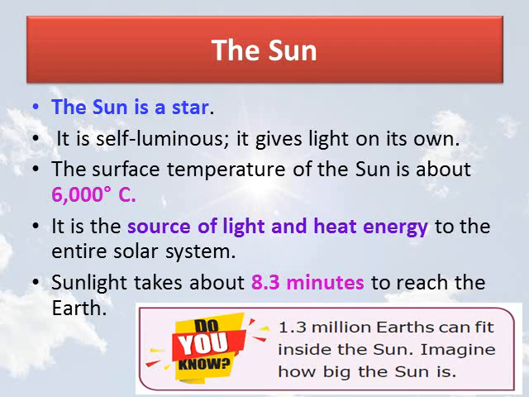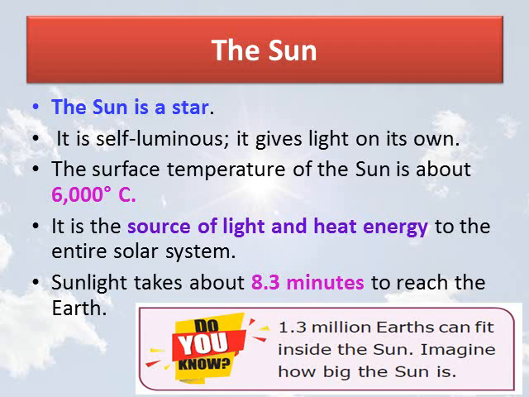The surface temperature of the Sun is about 6,000 degrees centigrade. What is the surface temperature of the Sun? 6,000 degrees centigrade. You know, children, water boils at 100 degrees. You can see your mother keeping a pot of water for boiling. The temperature of boiling water is 100 degrees. The surface temperature of the Sun is 6,000 degrees. It is the source of light and heat energy to the entire solar system. So the entire solar system is getting light and heat because of the Sun.